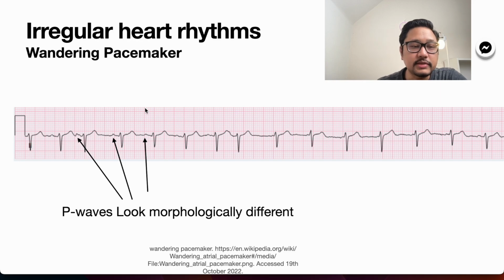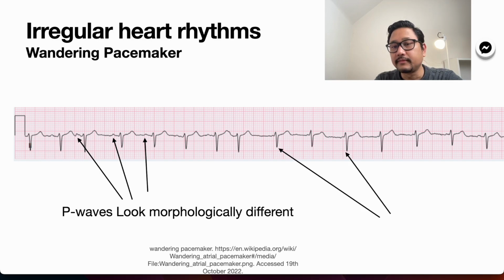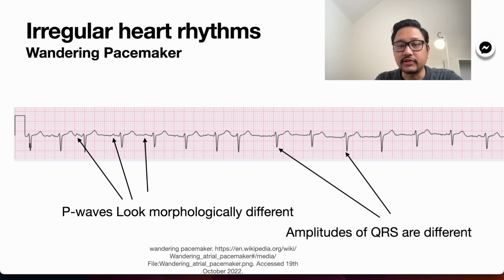These P waves here don't really look the same. If you examine them, they look different from one another because they come from different areas of the heart. They still generate P waves, but they're being generated at different places, not at a fixed place. Also, you may notice that the amplitude of the QRS is different. So this is an example of a wandering pacemaker.